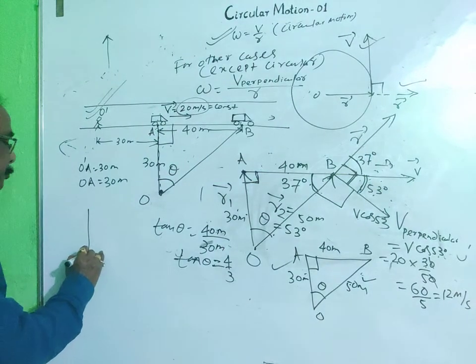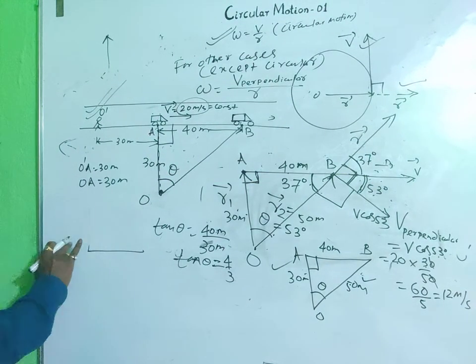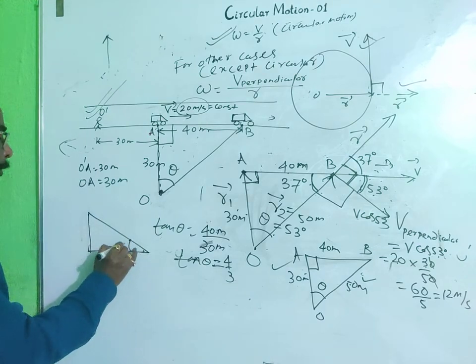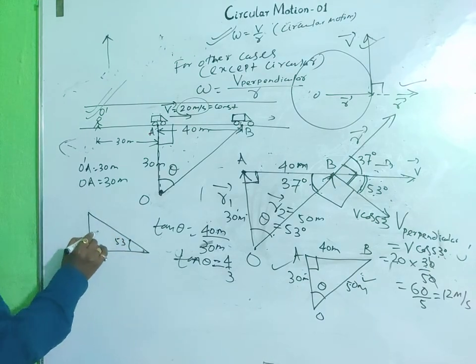You see, in this way also, if you are in doubt, then see in this way. This is 53. This is 53.